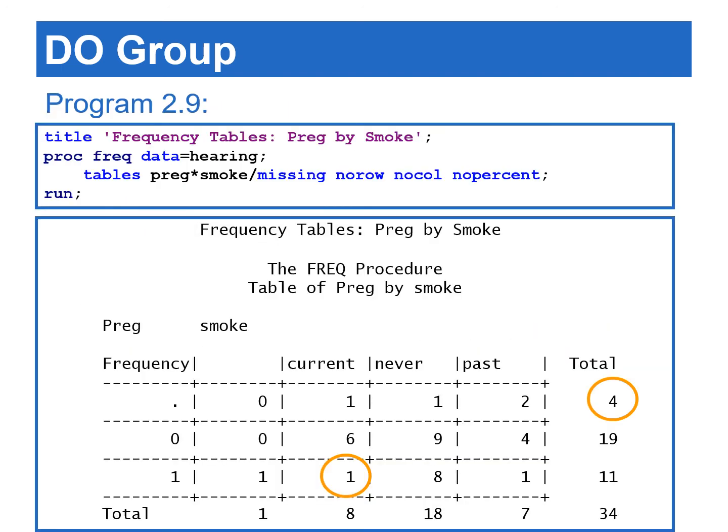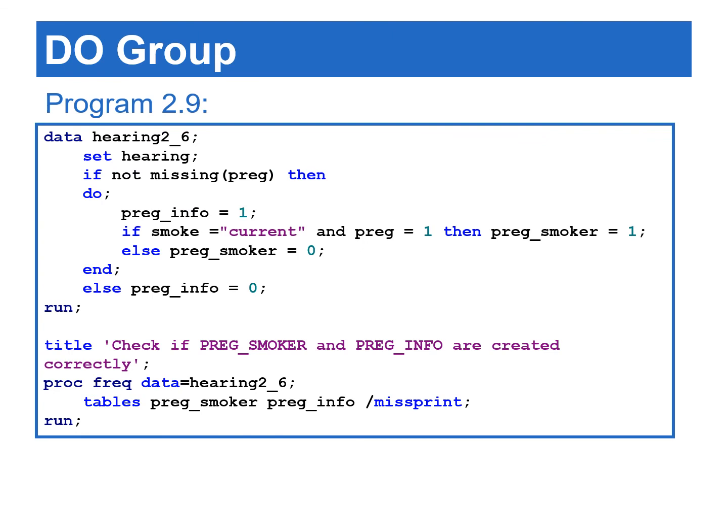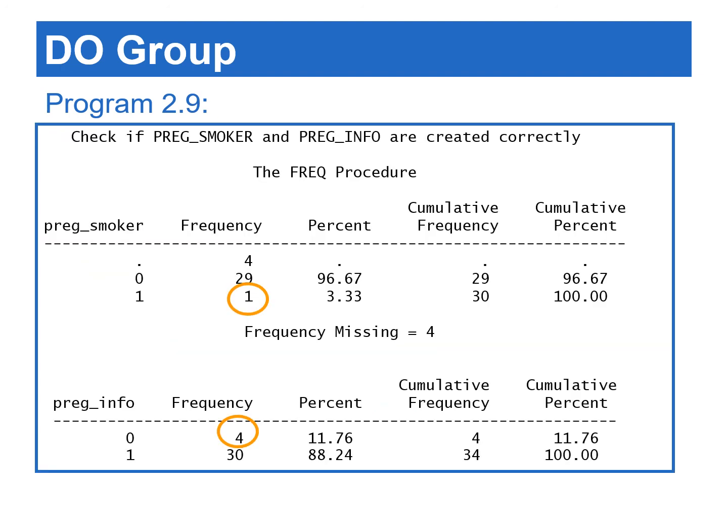Program 2.9 starts with the freq procedure before creating the variables. Based on the output, we can see that there is only 1 pregnant smoker, and 4 people have missing values for the preg variable. When creating preginfo and pregsmoker, a do group is used to assign preginfo to 1 and to create the pregsmoker variable when preg is not missing. In the final step, we use proc freq again to verify whether these two variables are created correctly. Based on the output, we can see that both variables are created correctly.